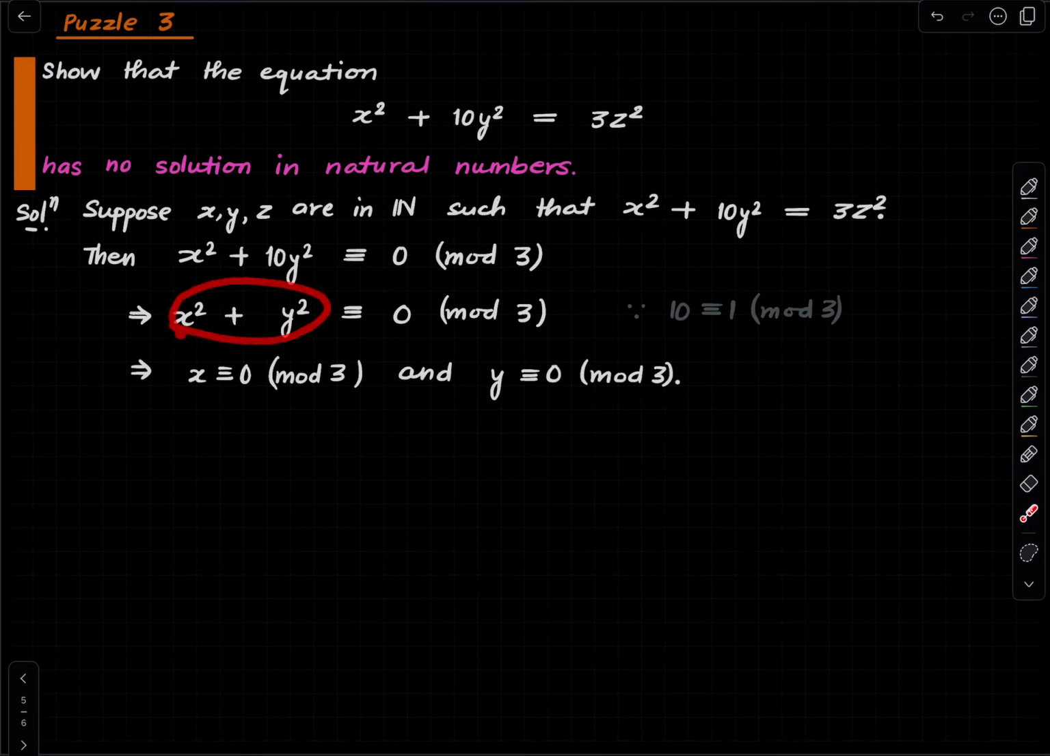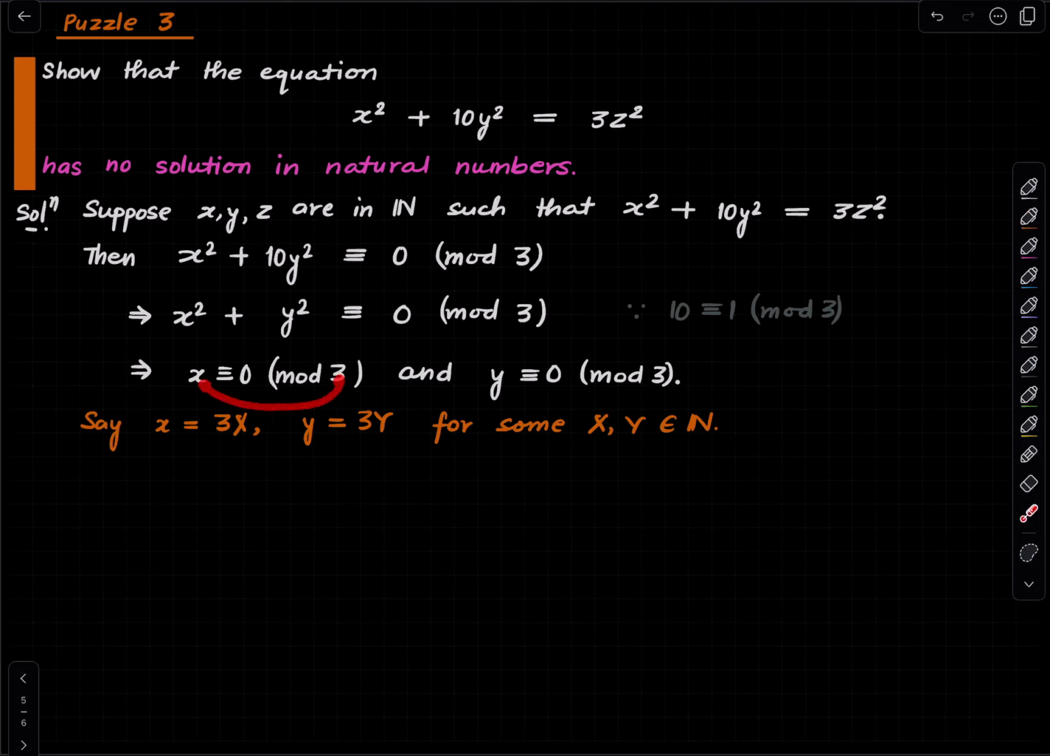Right? If 3 divides the sum of squares of 2 integers, then 3 divides the 2 integers individually. Wonderful. So now we can write, thus, we can write little x as 3 times capital X and little y as 3 times capital Y, for some natural numbers x and y. Since 3 divides x and x is a natural number, x divided by 3 is also a natural number, which we are calling capital X, and y divided by 3 is another natural number, which we are calling capital Y.